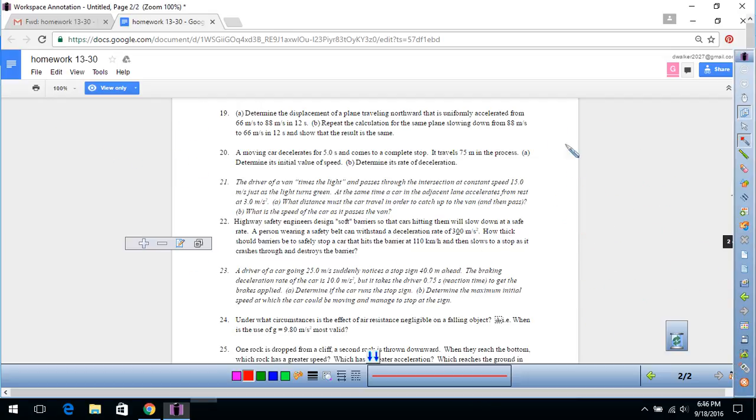Okay, 21 is one of the AP problems, he said. Let's take a look. The driver of a van times the light. Let me see how long I've been talking, because I don't want these to get too long.